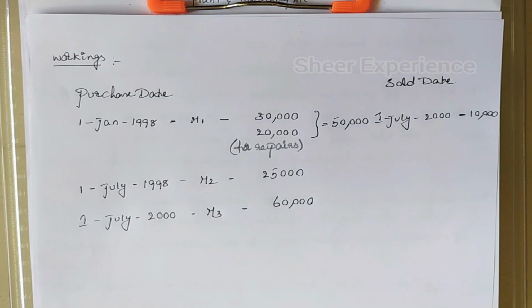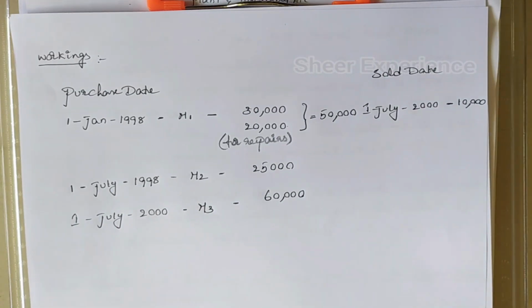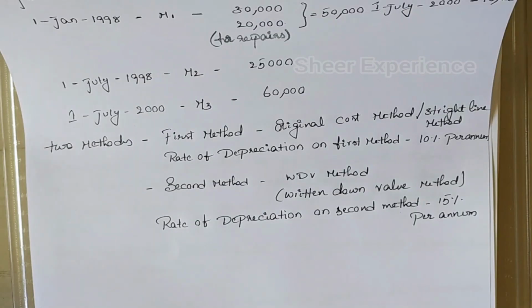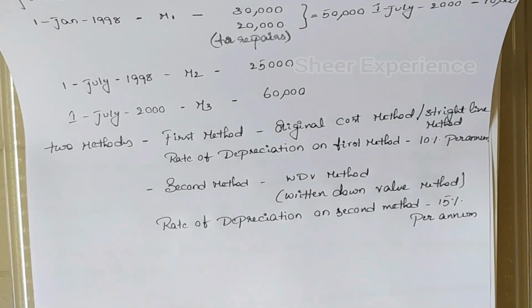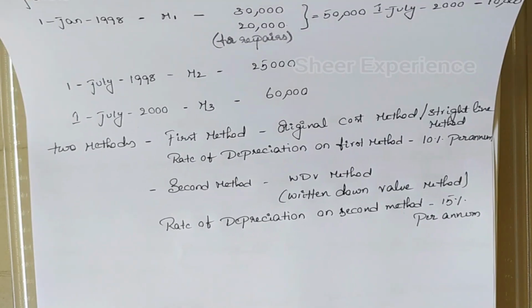I have mentioned purchase date of the machine, cost of the machine, sale date of the machine and sale value for easy reference, so that we don't have to go back to the problem and check for these details. Here we have two methods. The first method is original cost method, which is also called straight line method, and the rate of depreciation is 10% per annum for straight line method.